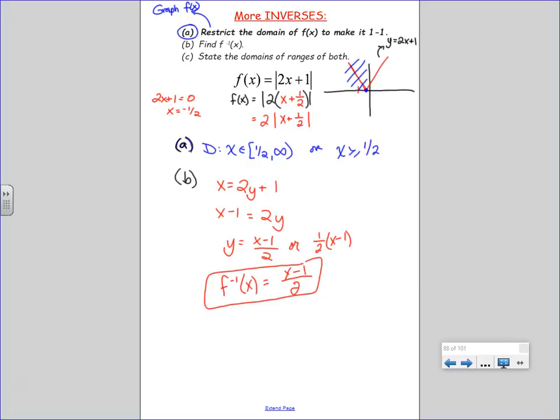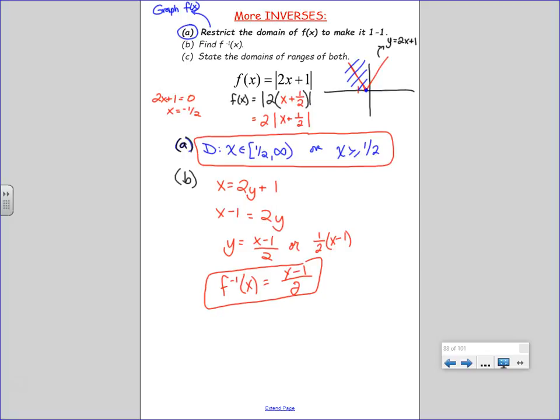Let me just steal that first one that we found. There we go. So we have our restricted domain, whether you wrote them in intervals or inequalities, both of them are right. We have our f inverse. What's the last one? Oh, state the domains and ranges of both.